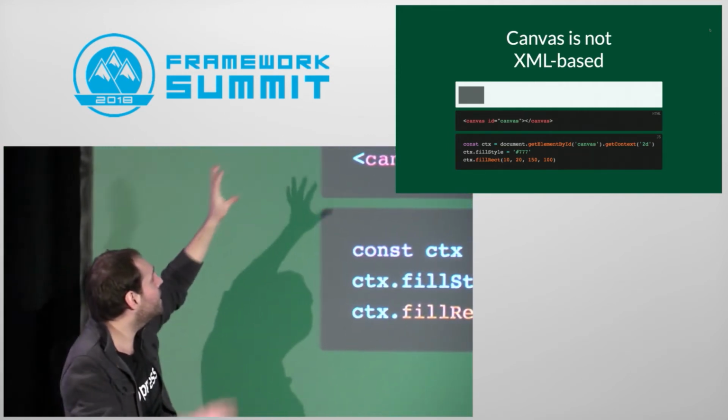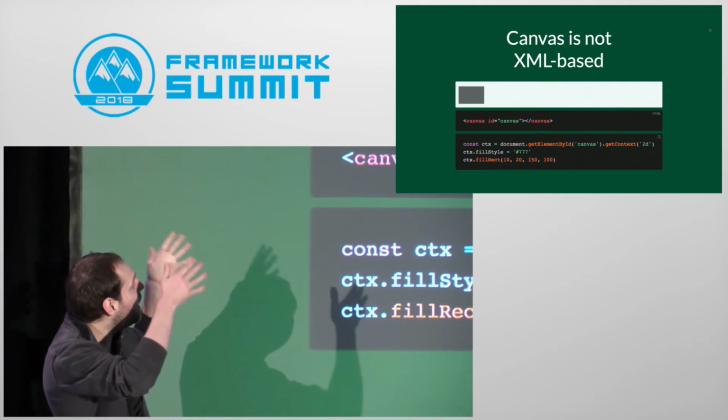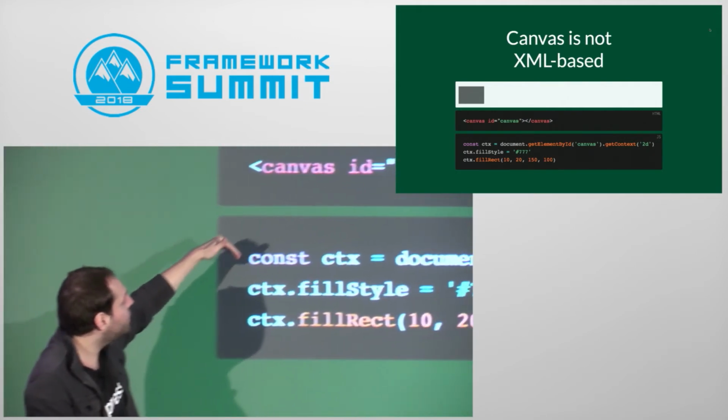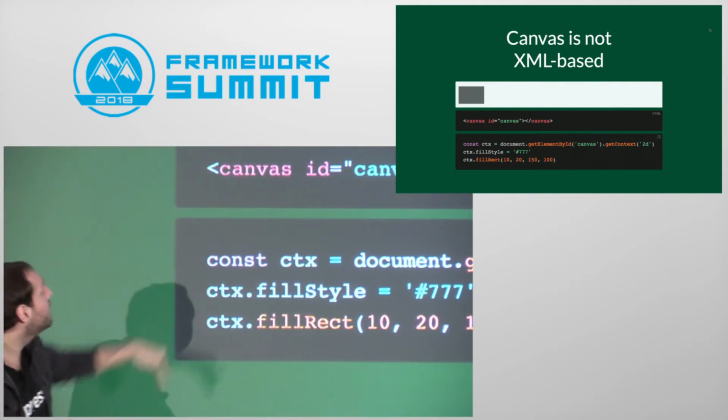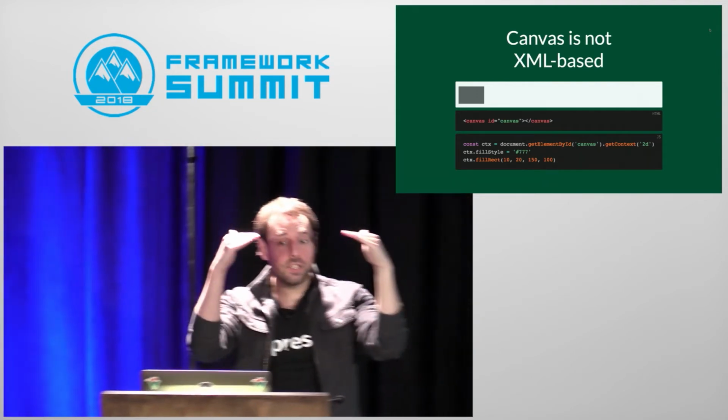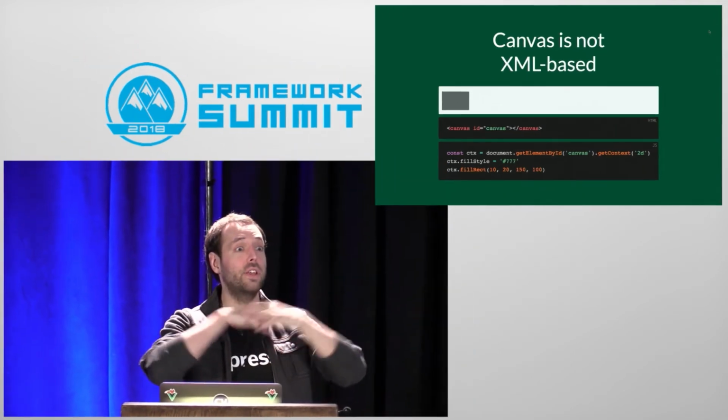So instead of having a nice declarative API within HTML, we have to move into an imperative API in JavaScript, where we have a list of instructions instead of just being able to say, this is what it should look like.